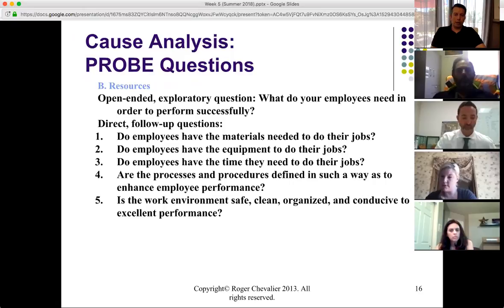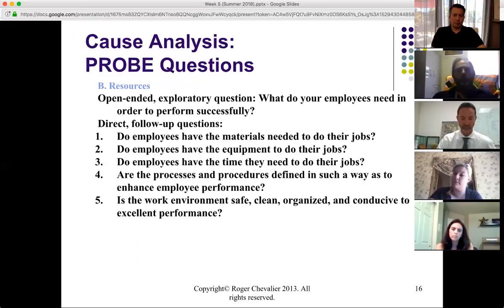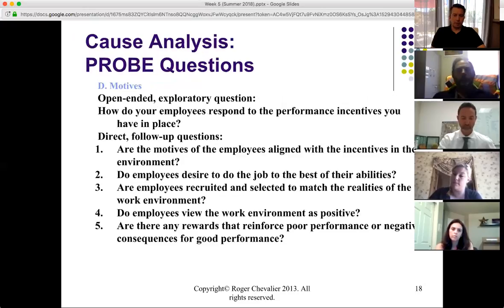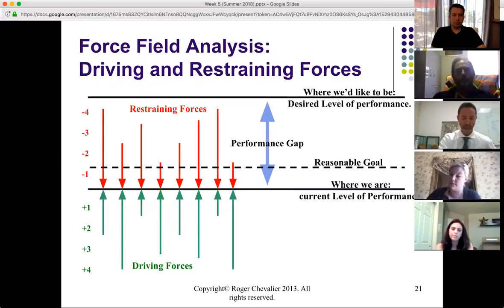So when you're talking about doing a survey or doing interviews or doing a focus group, your questions are already pretty much developed for you here if you use the performance analysis process. Incentives, motives, capacity, skills, and knowledge.